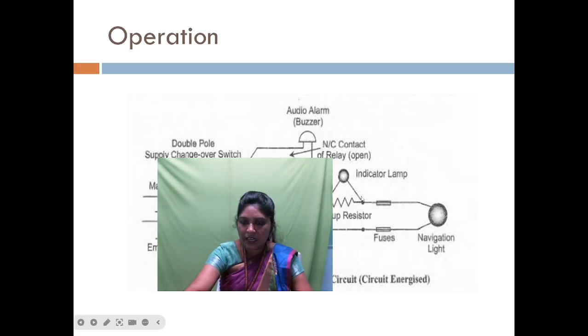Here in this indication lamp circuit we have the backup resistor. For the indication lamp to glow, we provide the resistor here, so that enough voltage will be supplied to this indicator lamp. Same diagram, here we show the lamp in the energized and de-energized situations.